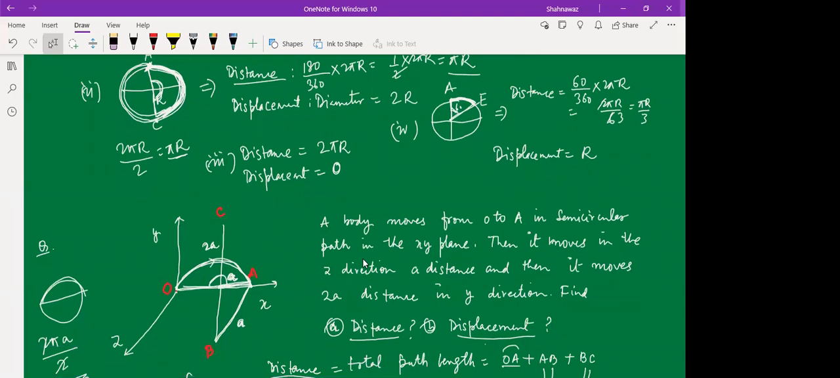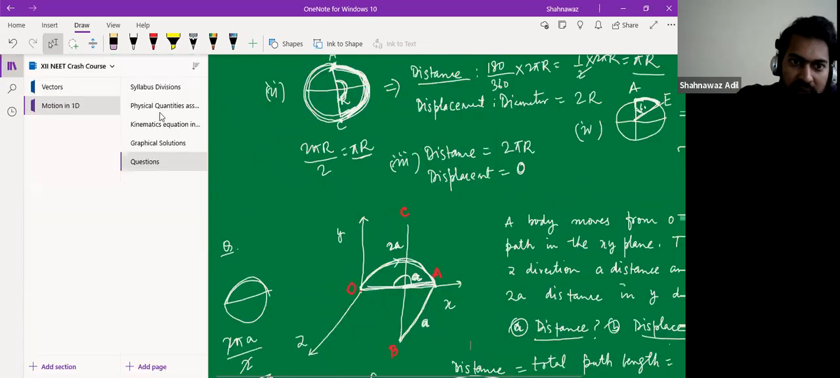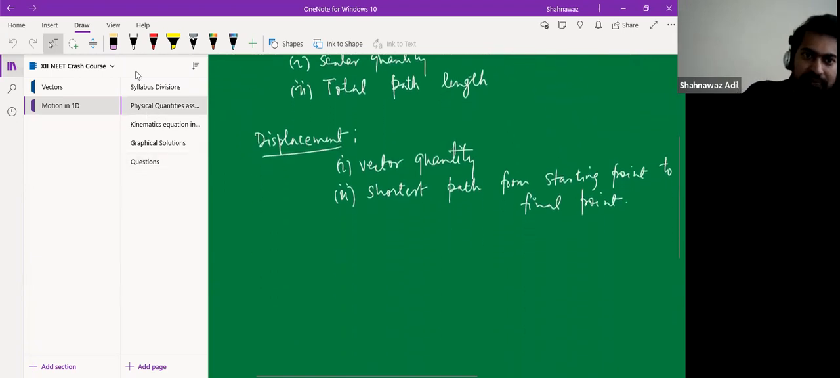Okay. The next topic is speed. This chapter is a very simple one. I will just quickly go through it and do some questions. So what is speed? It is a scalar quantity.